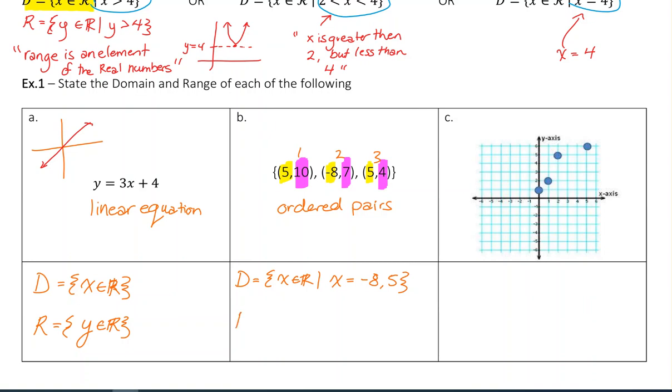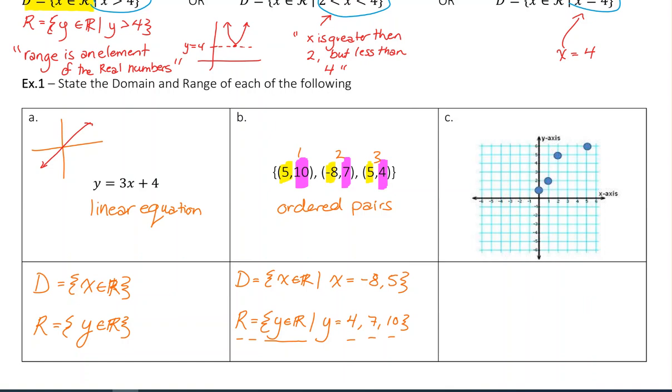So the range is equal to y is an element of the real numbers. And for this one, we see that our y values are 10, 7, and 4. From least to greatest, that would be 4, 7, 10. What this says is the range is equal to y, an element of real numbers. Y can be equal to 4, 7, or 10, and those are the only values that exist.